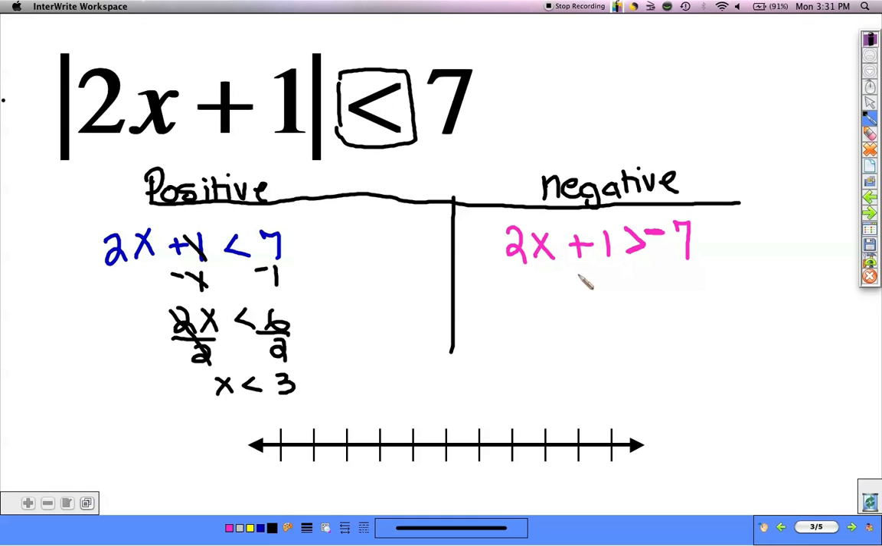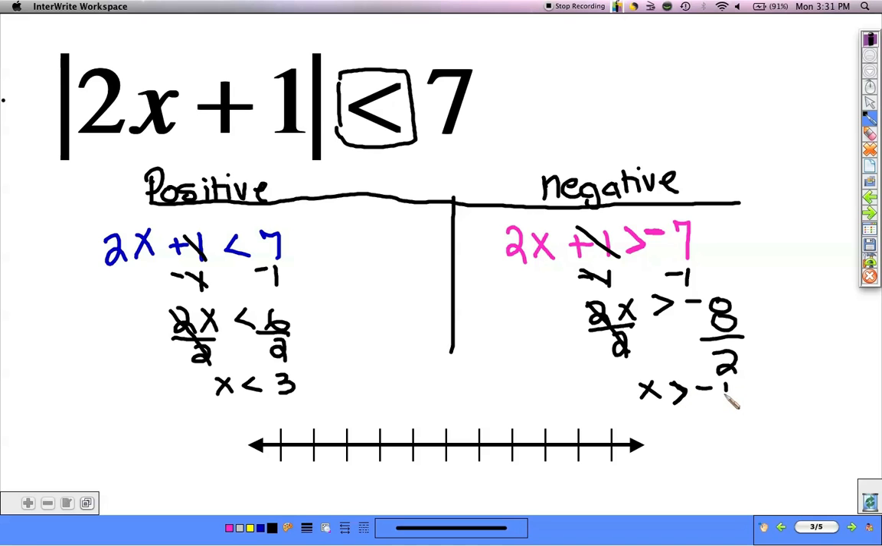And for the negative case, I want to solve it the same way, except I'm going to get a different result. So I have 2x plus 1 is greater than negative 7. So I want to subtract 1 from both sides of the inequality again. And I get 2x is greater than negative 7 minus 1, which is negative 8. Again, I'll divide by 2 on both sides. So I get x is greater than negative 4.